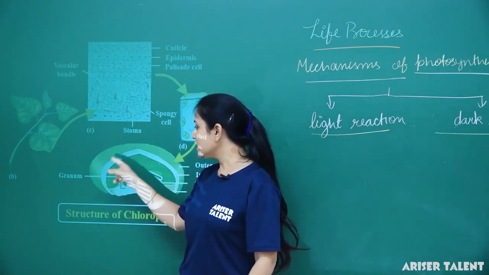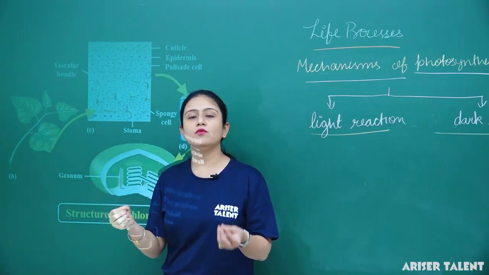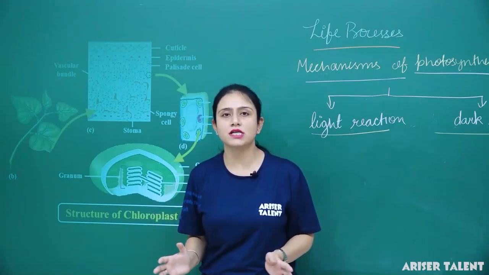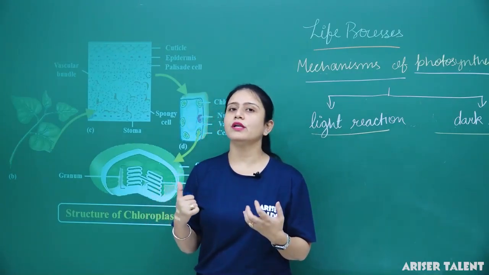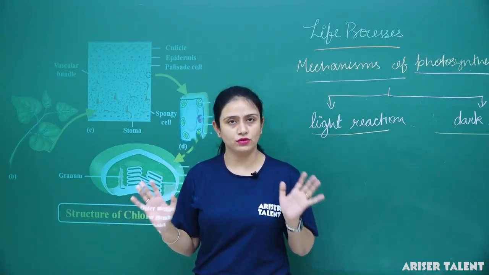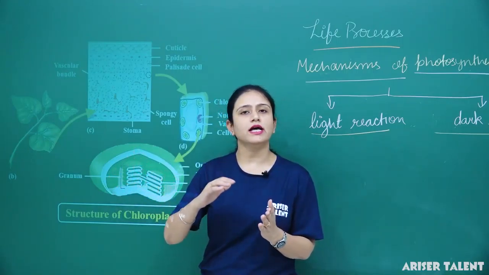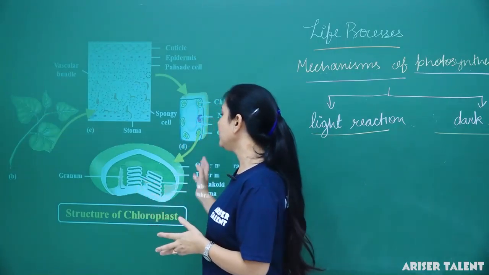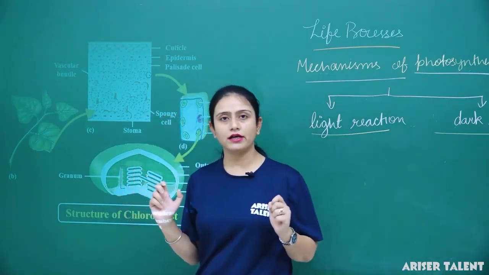Okay, in this light reaction, what happens when the sunlight falls on the leaf? Whatever water is present in the leaf breaks down into what? Hydrogen proton and electron, and during this process oxygen is evolved. Clear? Now when this oxygen is evolved, it goes into the atmosphere. Fine? So this complete process is known as light reaction, and another is dark reaction.